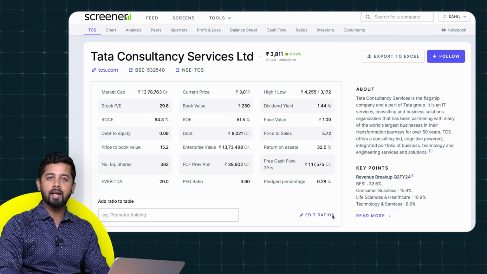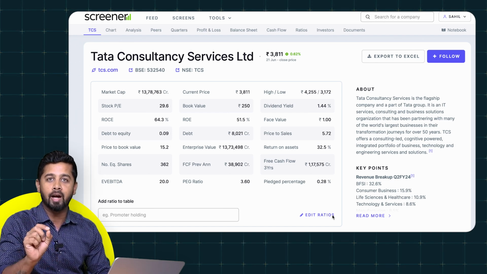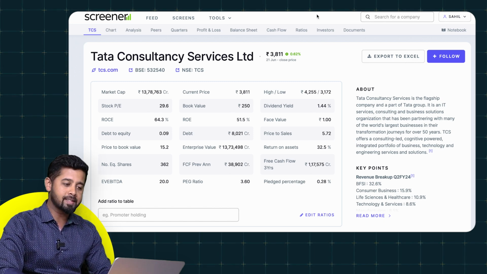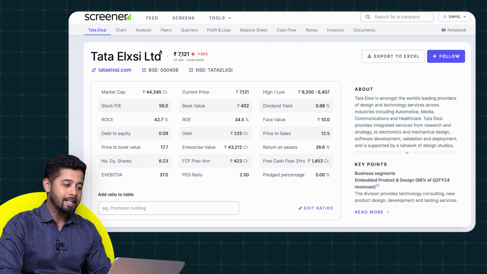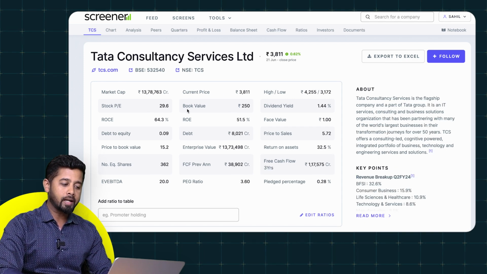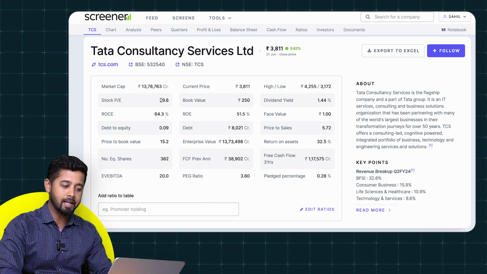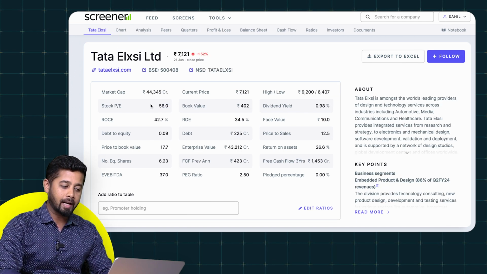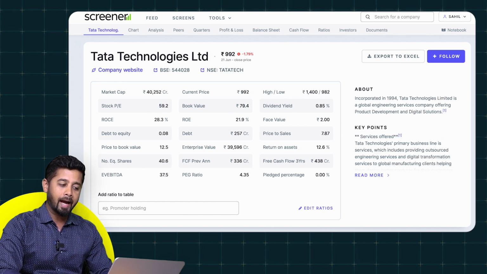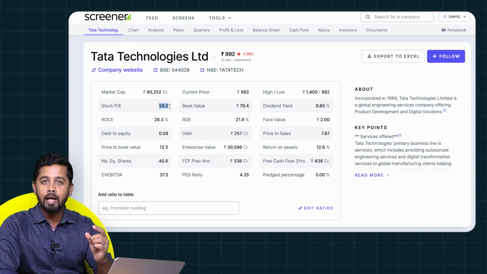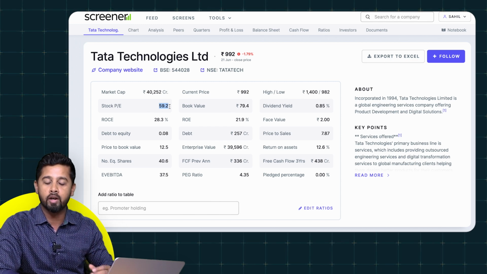Okay, let's first start by comparing the 3 IT companies from Tata Group and look at their PE ratio. So first is Tata Consultancy Services, that is TCS. Second is Tata Elxsi and third is Tata Technologies. Now if you look at the PE ratio of Tata Consultancy, it is at 29.6. And if you look at Tata Elxsi, it is at 56. And Tata Technologies is at 59. Now how do you decide which stock is expensive and which stock is cheap?